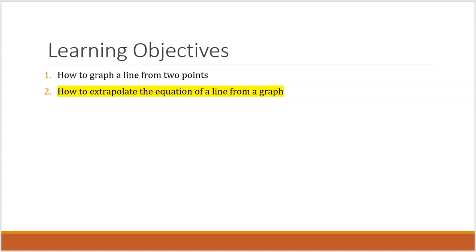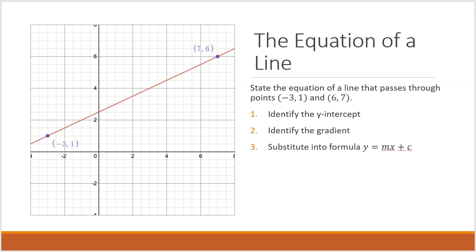So consider the line we just drew, and it passes through points -3, 1, and 6, 7. We want to derive or extrapolate the equation from this particular line. Now the way in which we're going to do that is we have to identify all of the features on the graph. So the y-intercept, the x-intercept, the gradient, all of those. If we can get all of those pieces of information, we can actually derive the equation from the line.